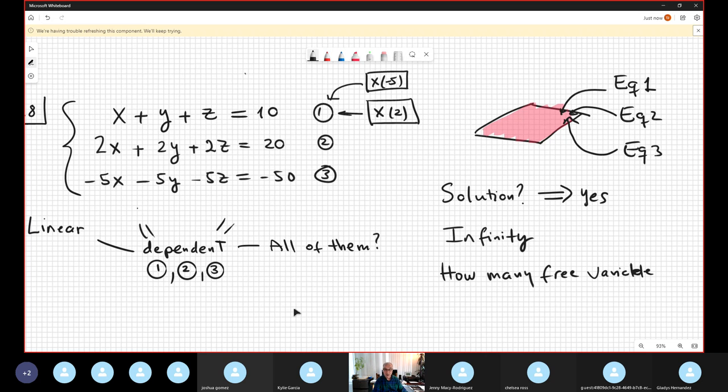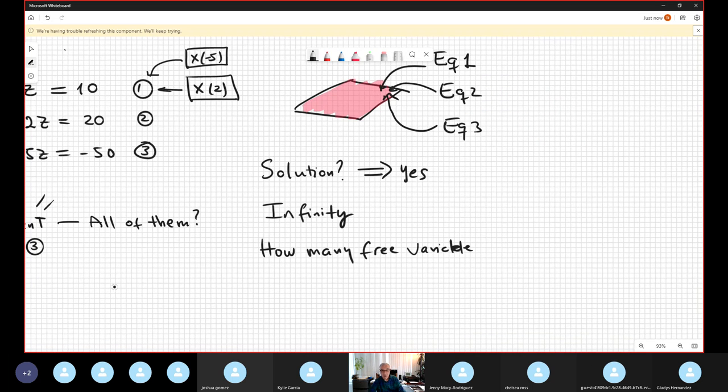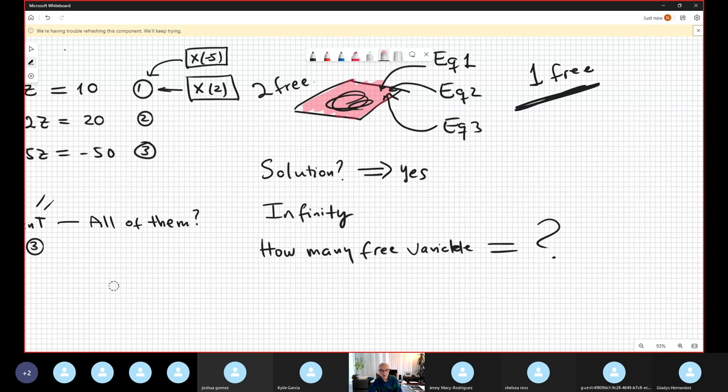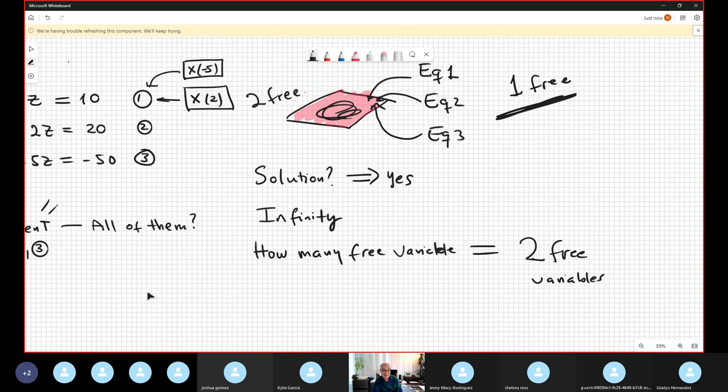Two. Very well. Because the solution object is a plane. When it's a line, we have one free variable. When it's a plane, two free variables. So the answer is two free variables. You declare them, and the name is not important; the amount is important. The solution set for this system is.